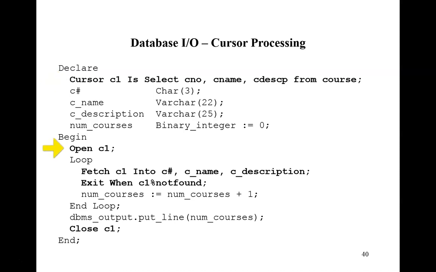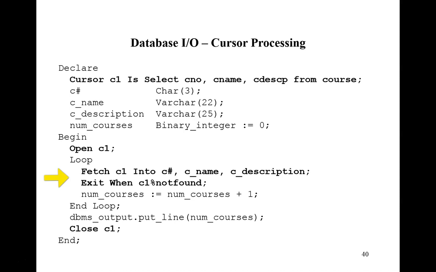The open statement refers to the name of C1, issues the open, and effectively causes that select statement to be evaluated, and the result set is made available to us. Within the loop, repeatedly we issue a fetch against C1, which will retrieve one row, the current row that we're pointing to. We can think of the cursor as making the result set available to us as a sequential file.